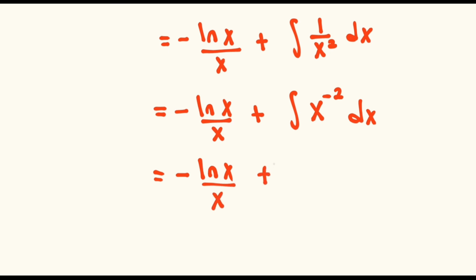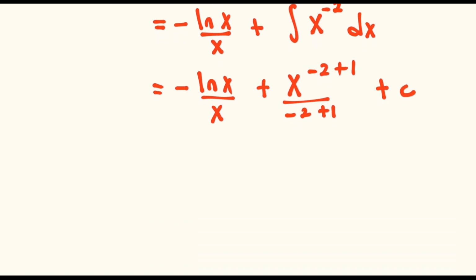The integral of x raised to the power negative 2 will be equal to x raised to the power negative 2 plus 1 divided by negative 2 plus 1 plus our constant c. From here, it's just a matter of simplification. We have the negative ln of x divided by x plus x raised to the power negative 2 plus 1, which will be equal to negative 1, and negative 2 plus 1 in the denominator will be equal to negative 1, plus c.